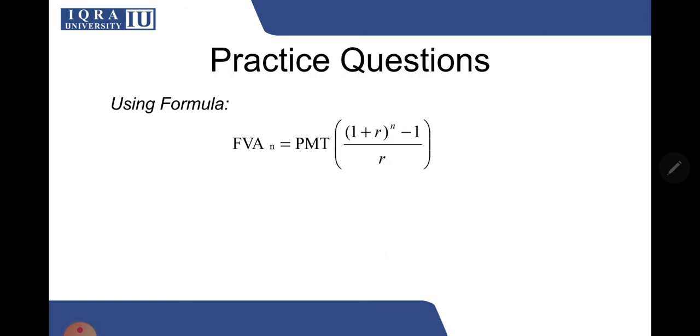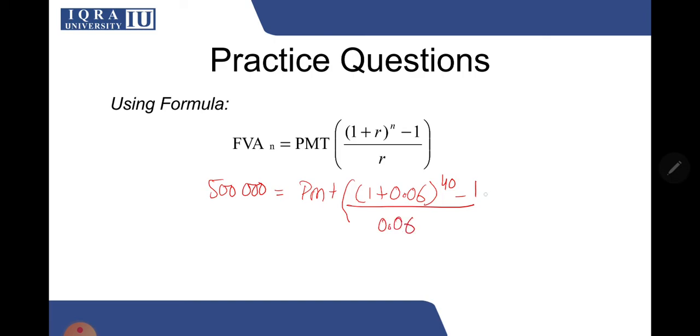I'm going to show this one step at a time, that's why I'm erasing it. So you have the future value formula over here. I'm going to plug in the values. This is 500,000. The R was 6%, N was 40. Again, what you need to do is find this PMT over here. So first let's solve this bracket.